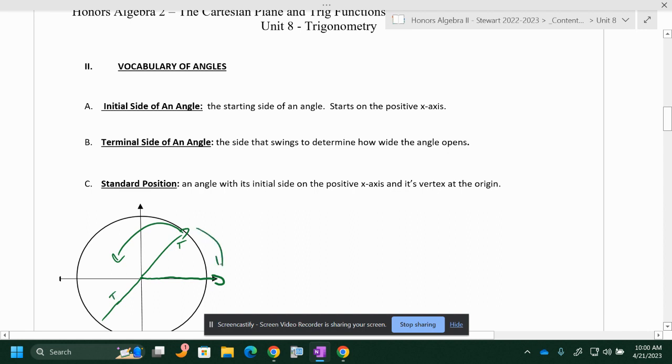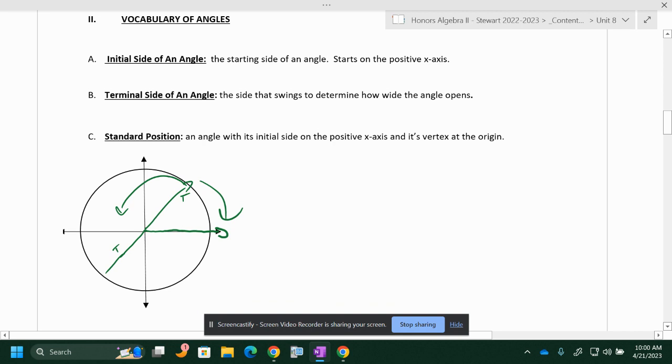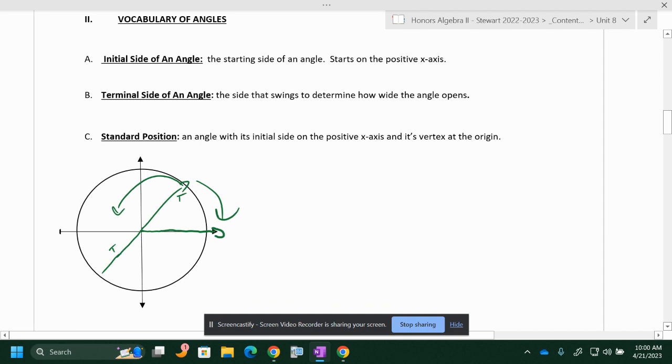It could also go clockwise. So there are different types of movements, either clockwise or counterclockwise, which become positive or negative, which we'll get to in a second. Last, there's something called standard position. It's the angle with the initial side on the positive x-axis and its vertex at the origin. What we work with is standard position, so you don't have to worry too much about that. It's just getting the initial side and the terminal side of the angle. The initial side never moves. The terminal side is always the one that moves, going around and around, either clockwise or counterclockwise.